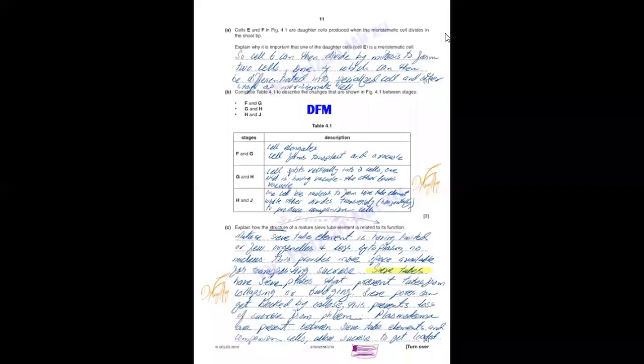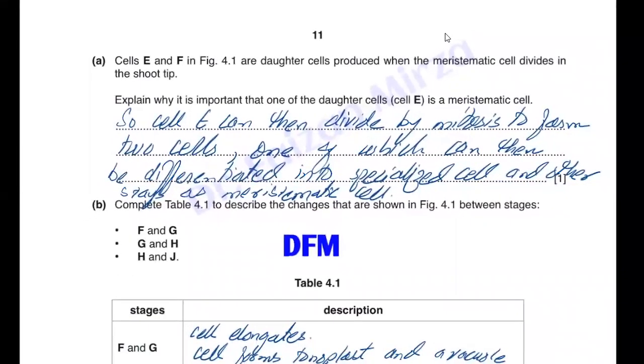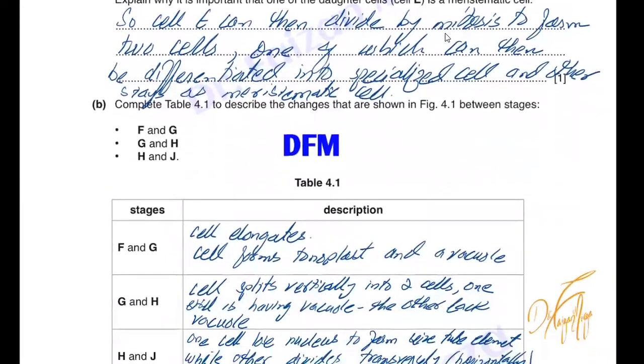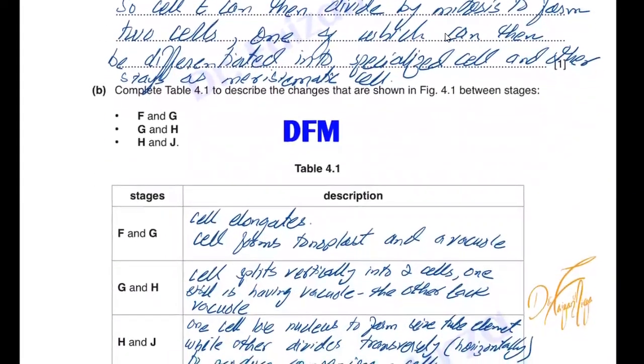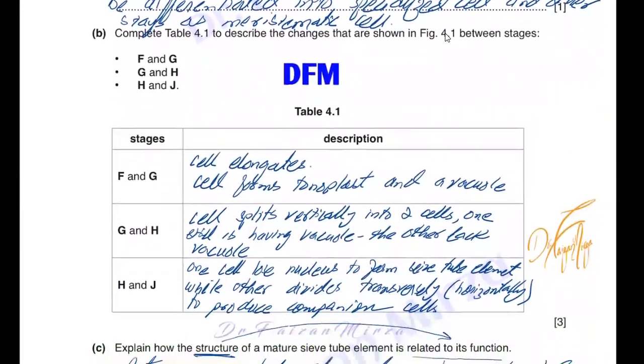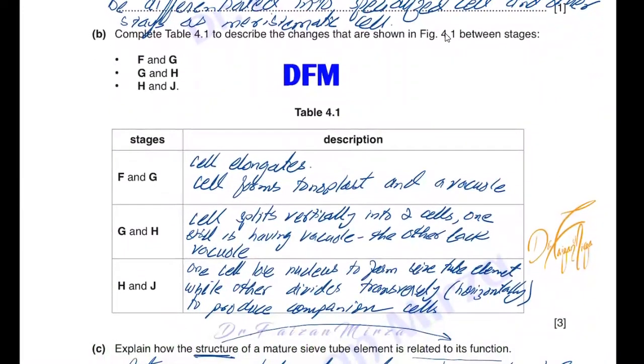Now the question says cells E and F are the daughter cells produced by the meristematic cell dividing. Explain why it's important for the daughter cell E to be a meristematic cell. Cell E is important because it can then divide by mitosis to form two cells, one of which can differentiate into a specialized cell, and the other can stay as a meristematic cell, and it will keep on replacing the meristematic cells as they keep on differentiating.